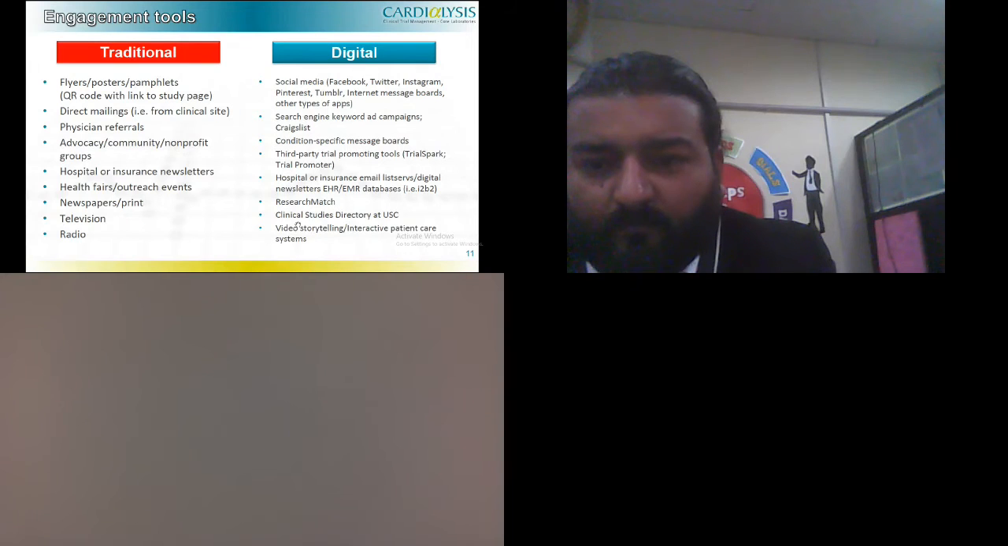On the right, we have the digital alternative, which mainly would target social media, search keywords in ad campaigns, condition-specific message boards, third-party trial promoting tools, and there are companies specialized in such activities, which are also mentioned in this slide. Please, the next one.